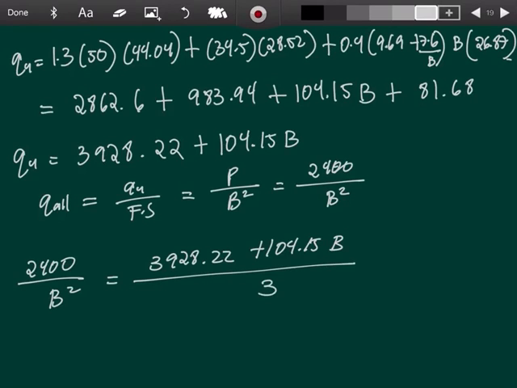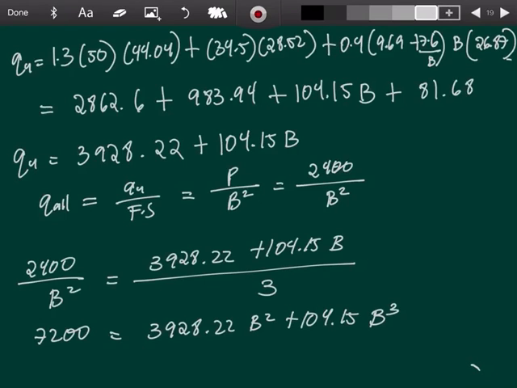So, ang mangyayari, gagawin natin 3 times 2,400, 7,200 is equal to 3928.22 B squared plus 104.15 B cube. Okay, so isa-solve natin ang ating B. So, how are we going to use that? Solve that one? We are going to use our calculator.